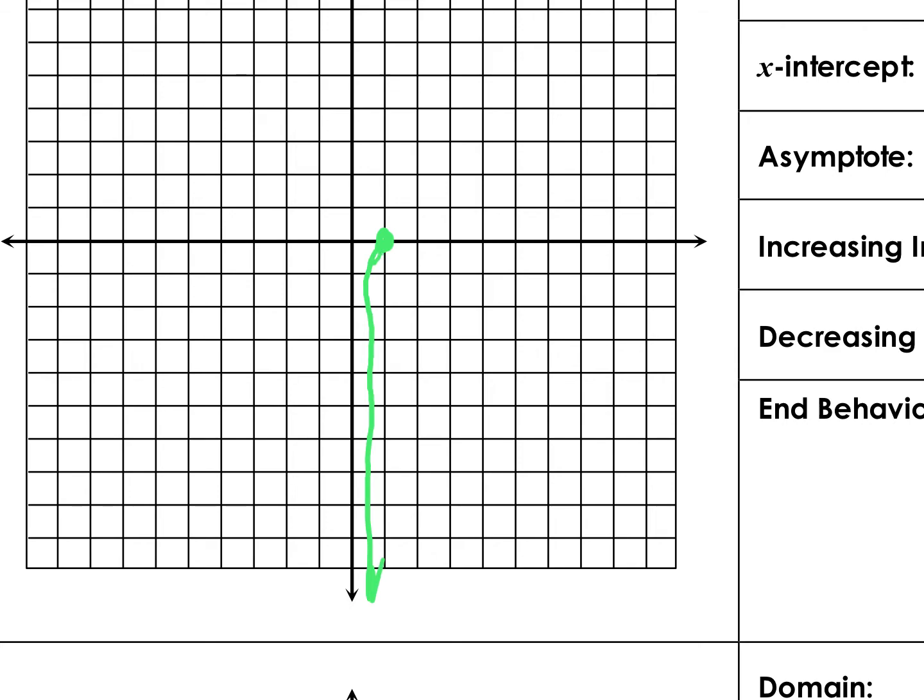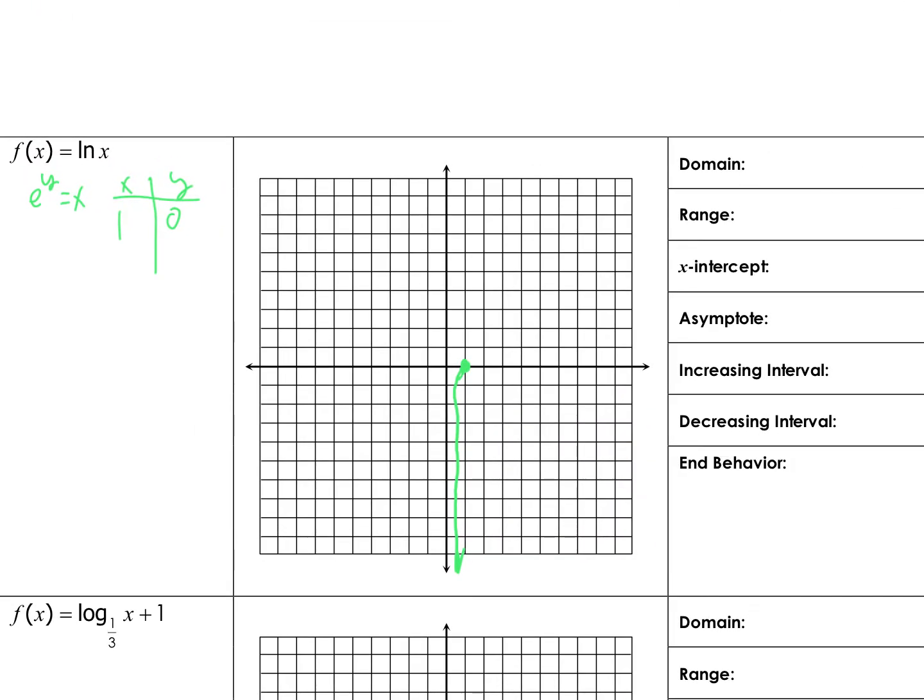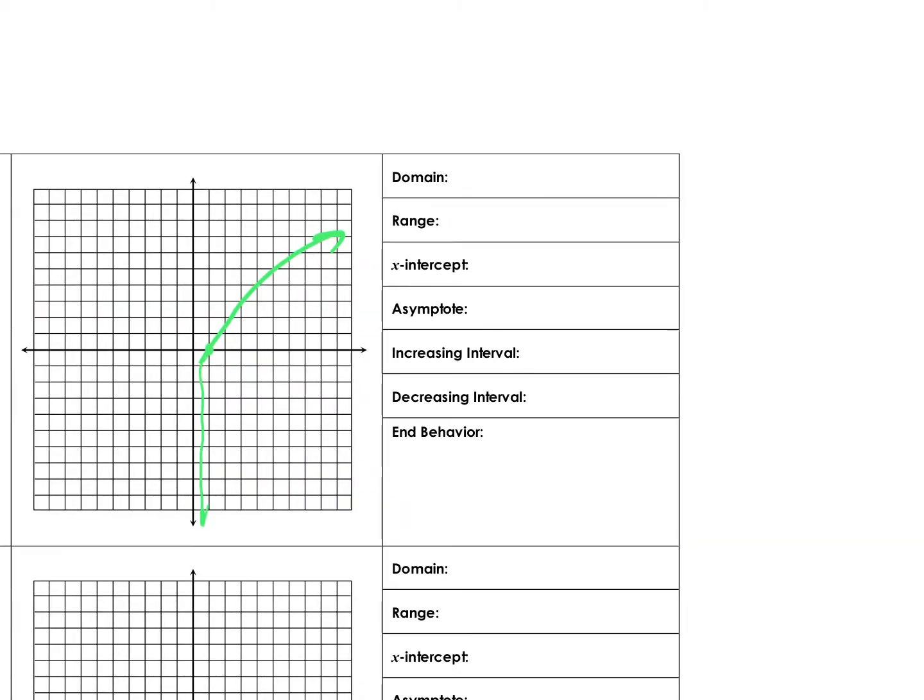But I'm okay with you doing this and saying there's your natural log graph. I don't need perfection. Just need you to understand the concept. The domain is from 0 to infinity, all real numbers is your range. 1, 0 is my x-intercept.